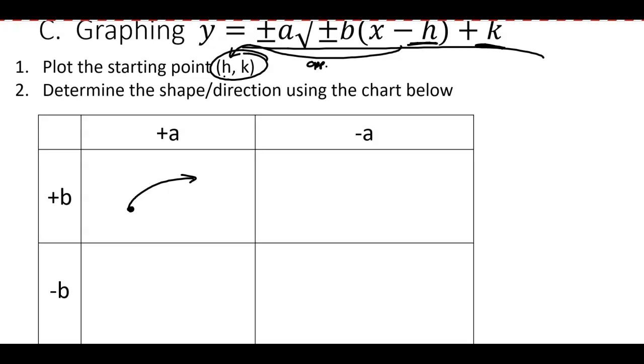But if you have a negative A, then your graph is going to get flipped upside down, right? We also said that if you have a negative B, it's going to flip to the left. And then what if they're both negative? Well, then it's going to be flipped upside down and to the left, so that would look like this.